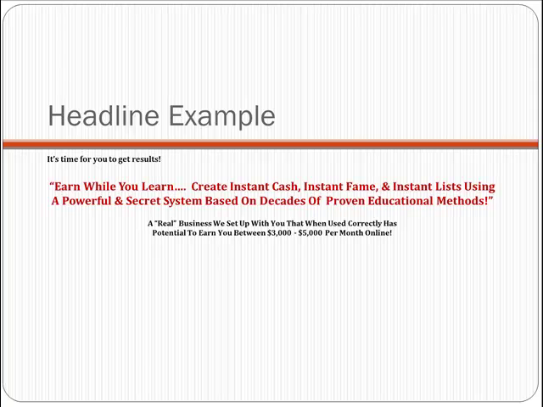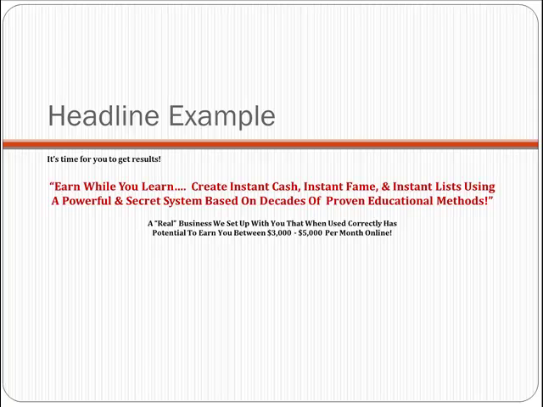All right, here's an example of a headline, and we're going to look at it a little closer to see if we can find the hook. This is probably not the greatest headline. We just put it in here as an example, but it's a pretty decent one. Basically it says it's time for you to get results. Everybody wants results. Now, the headline says, earn while you learn. Create instant cash, instant fame, and instant lists using a powerful and secret system based on decades of proven educational methods. A real business we set up with you that, when used correctly, has potential to earn you between $3,000 to $5,000 per month online.